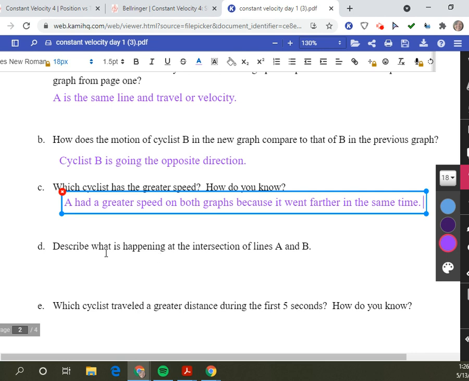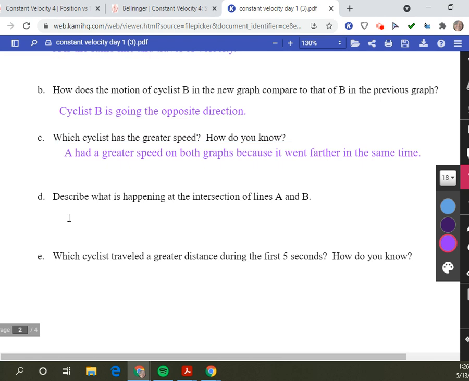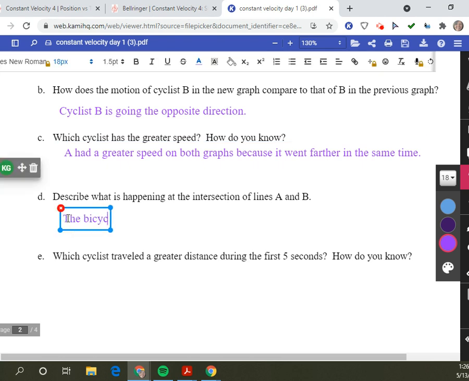All right, so we'll go back up and look at what is happening at the intersection of lines A and B. The same thing here. In this case, B started here and starts going this way. A started here and starts going this way, but right here at the intersection, what happened? They passed one another. Okay.